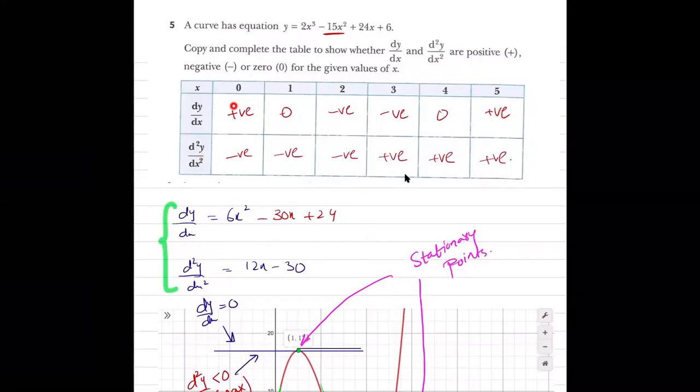Now let's plug in 0 in the second derivative. When you plug in 0 in the second derivative, you are going to get minus 30, so the answer is negative. When you plug in 1, you're going to get a negative value still. 12 minus 30 is a negative value. Then 12 times 2 is 24, 24 minus 30 is a negative value. 3 times 12 is 36, 36 minus 30 is a positive value. Now when you keep on increasing the value of x, you are going to get a positive value.